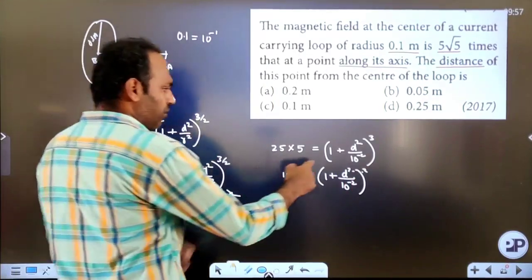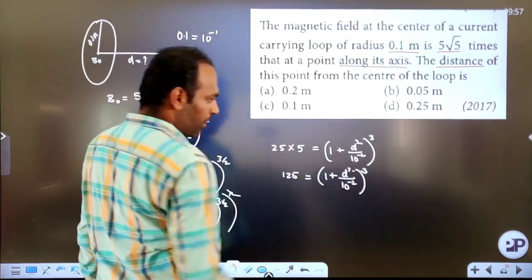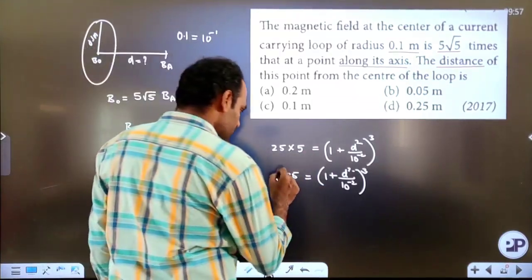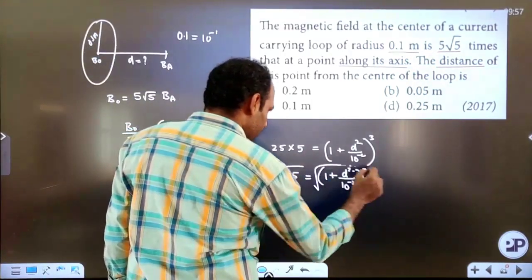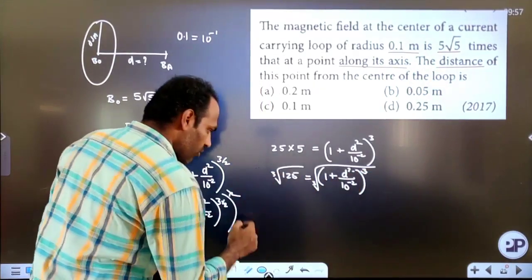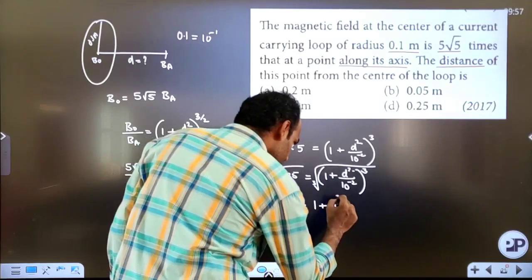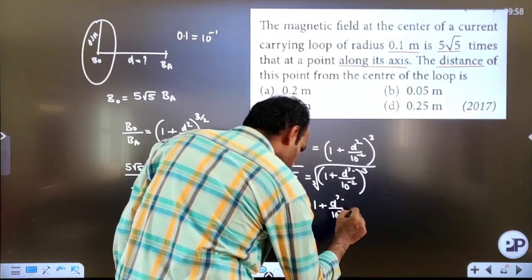Correct? So now we have to remove this cube. We have to remove this power of cube because we need d. So apply cube root on both the sides. Take cube root on both the sides. Cube root of 125 is 5, equal to 1 plus d square divided by 10 to the power minus 2.